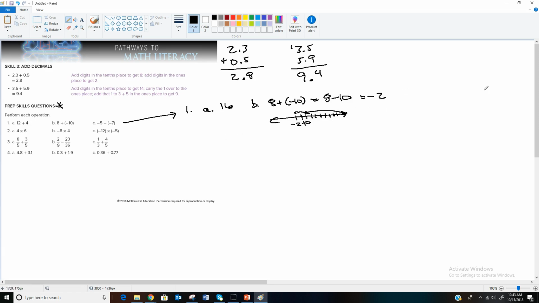And then for the next one, we have negative 5 minus negative 7. The biggest thing with this is to recognize that minus the negative is going to give us a plus, so negative 5 plus 7.